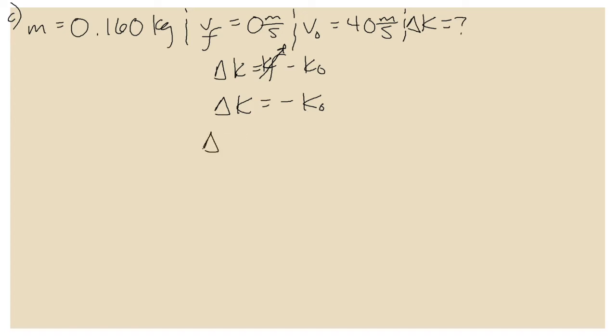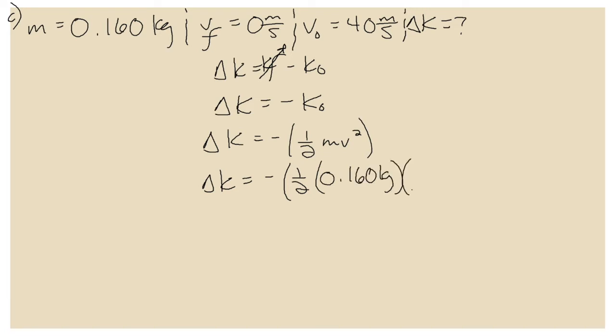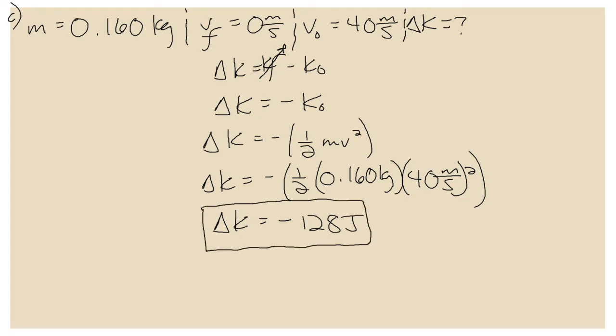So that means delta K here is just going to be negative 1/2 mv squared, which makes this a pretty straightforward calculation. So we have negative 1/2 the mass, 0.160 kilograms, times the square of the initial velocity, so 40 meters per second, whole thing squared. And when you do that math, you get for your change in kinetic energy negative 128 joules. And that's it for the change in kinetic energy calculation. These calculations clearly are much easier when one of the energies, initial or final, is 0.